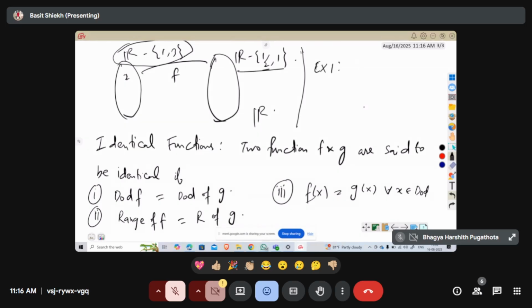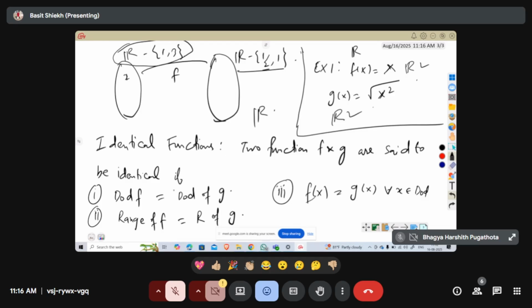Example 1. f of x equals x and g of x equals mod of x, the square root of x square. Are they identical? DOD is R. The domain of definition for this function is R. Are they identical functions? How will we check? We will check the domain. What is the domain for this function? R. What is the domain for this function? R.